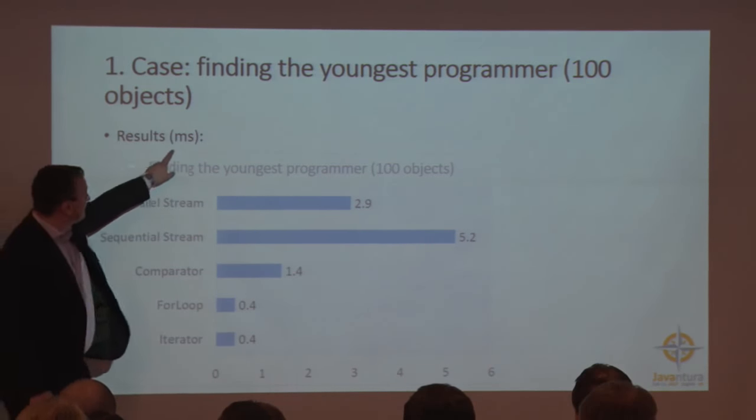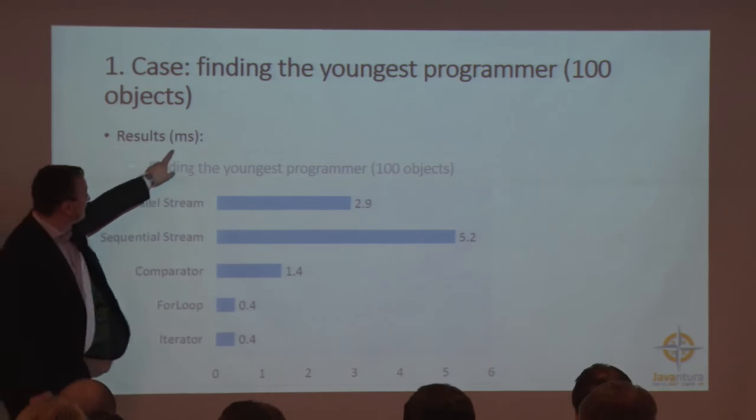1,000 objects. The same story. For loop and the old guy iterator are still the winners here. Interesting. So one more draw. Okay, and now 10,000 objects.